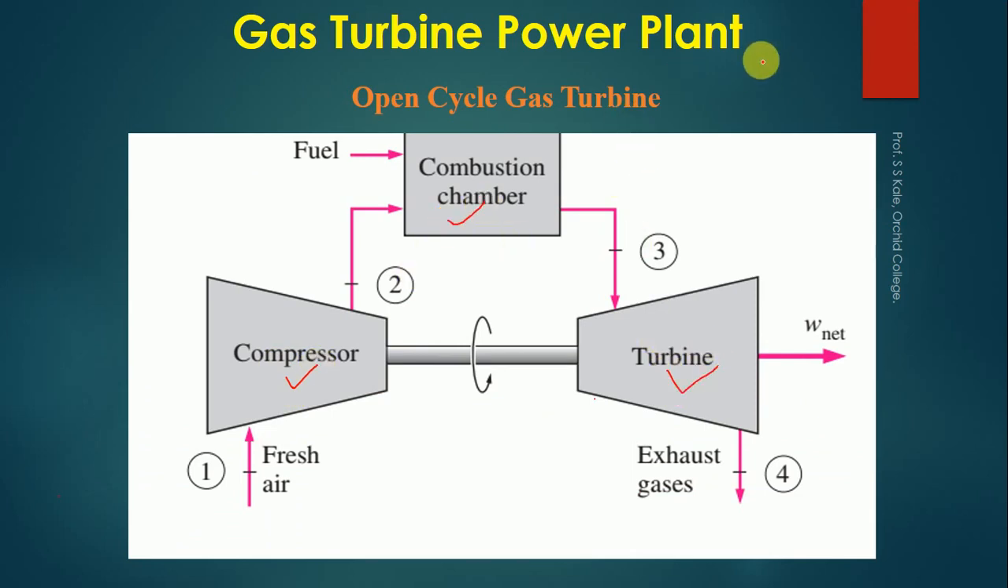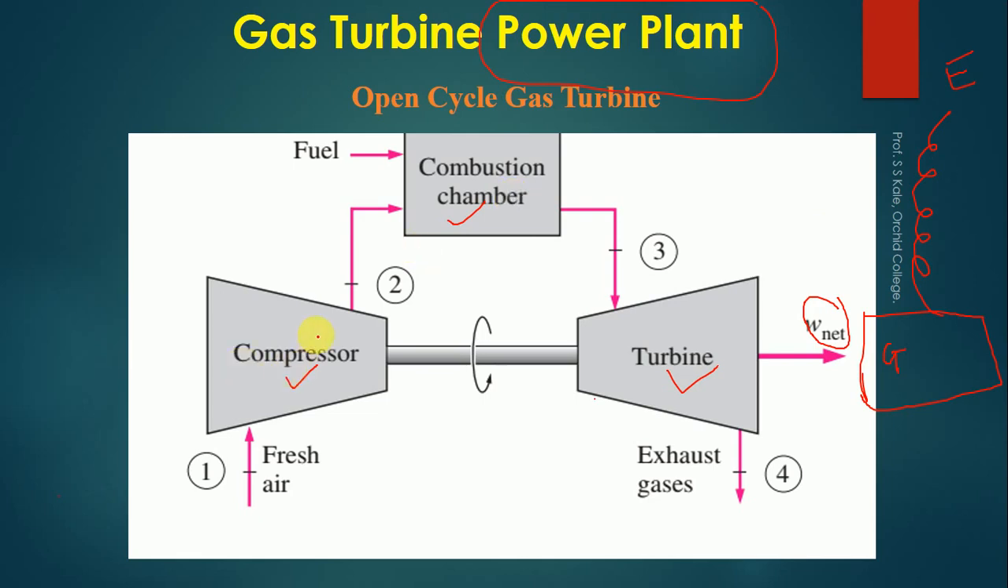A power plant is a device which will generate electrical energy. So here the turbine output, that is W net, is mechanical energy. That mechanical energy will be connected to a device called a generator, and this generator will generate electrical energy. This component is not shown there, the generator is not shown, but you have to assume that the mechanical energy going out from the turbine goes to the generator, and from the generator we generate electrical energy.